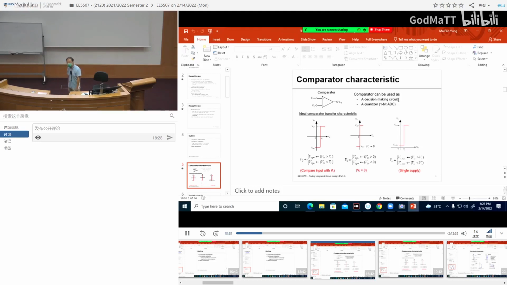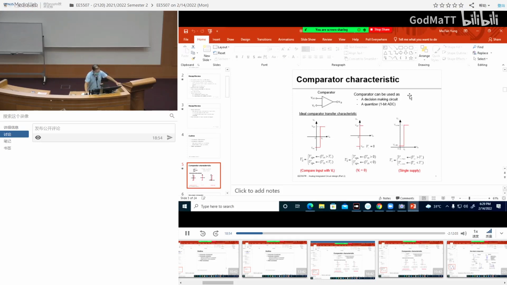In the SAR ADC, the successive approximation ADC, one of the main blocks is a comparator, because you're checking for different levels, and how do you know? You check using a comparator. That means is my input higher or lower than this level? I use a comparator. So comparators are very, very commonly used. That's why we need to study.